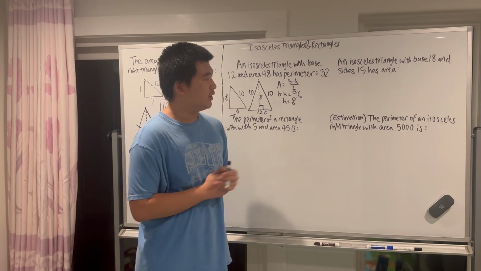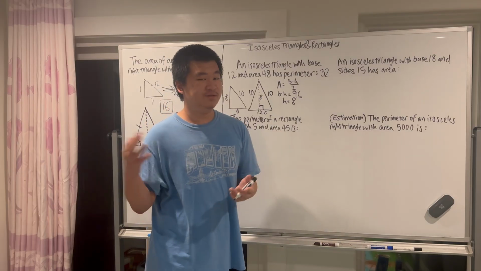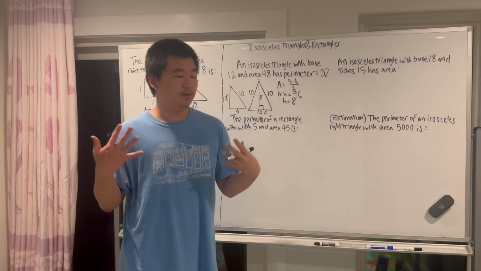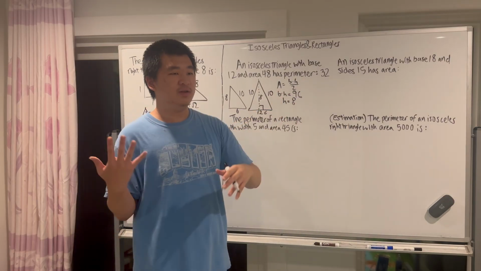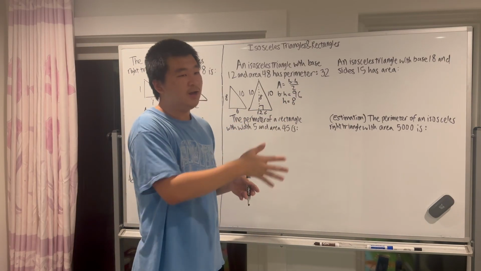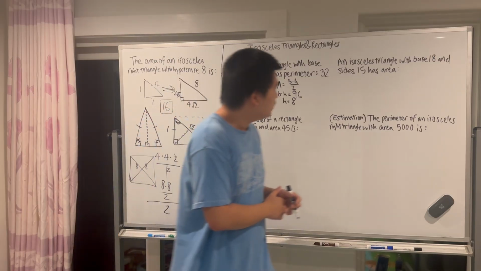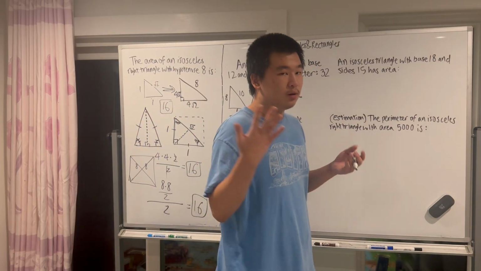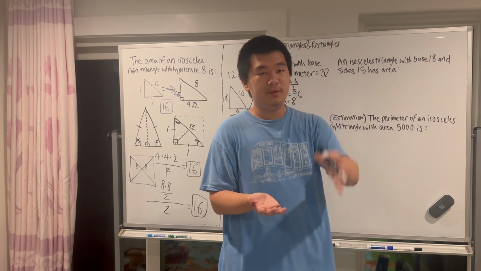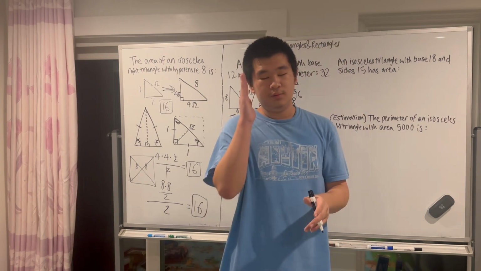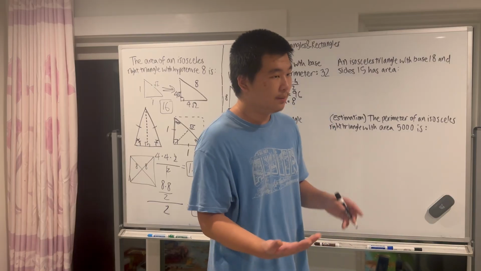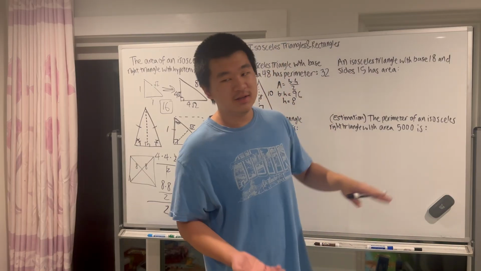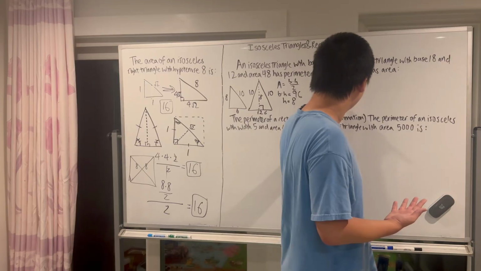Now, next question, an isosceles triangle with base 18 and sides 15. So here we're kind of going the other way, right? We have a base of 18 and we have sides of 15. So we want to find the height because we want area. So how can we do that? Once again, we're going to have to do the same thing. We have to drop a height, right? And then we have to use the Pythagorean theorem with the right triangles in order to find the height. Because the height is like a leg of a right triangle.